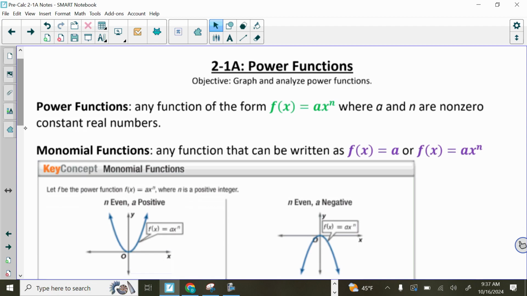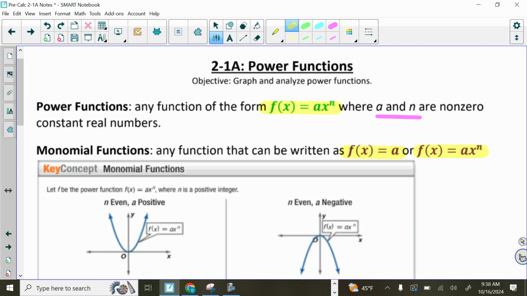Okay, what is a power function? So a power function is going to be any function that's in the form of this, f of x equals ax to the n power. And it's key just to understand here that a and n are non-zero constant real numbers. They can also be expressed as a monomial function, and that is any function that can be written as f of x equals ax to the n power.